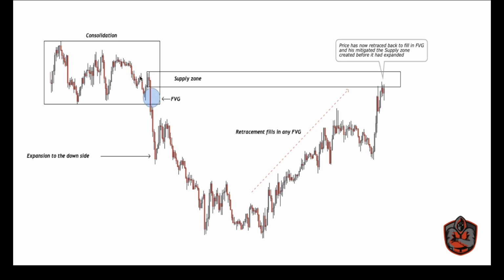Now, this is the same example. We had that consolidation, we had that expansion. We identified that inefficiency, so we can already assume price is going to pull back to fill in that inefficiency. We then look for a point of interest where we can look to execute a trade off, and we identify that supply zone right over here. Price pulled back to the supply zone, right? It fills in that inefficiency. Price has now retraced back to fill in that fair value gap and has mitigated the supply zone.